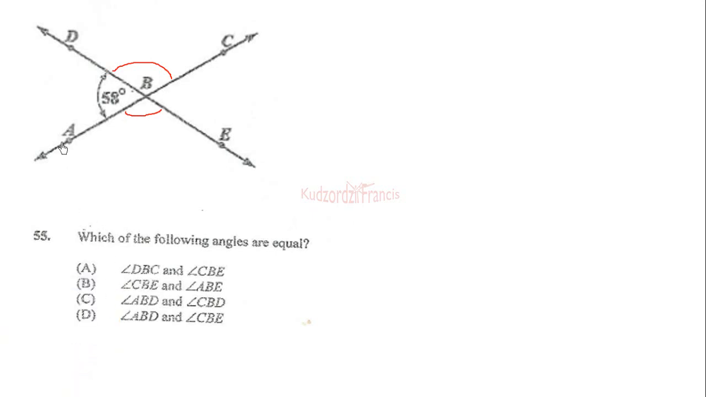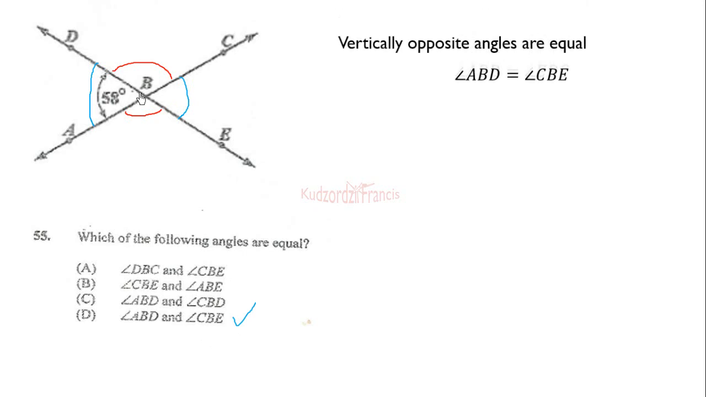And angle DAB or angle ABD will be equal to angle CBE. So the correct answer will be D, by the vertical angle property. So the correct option is option D.